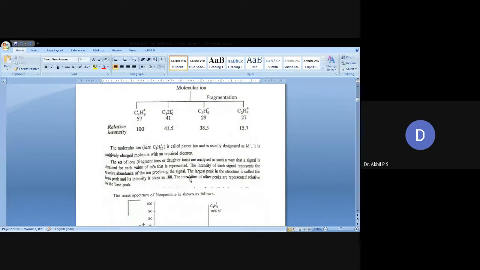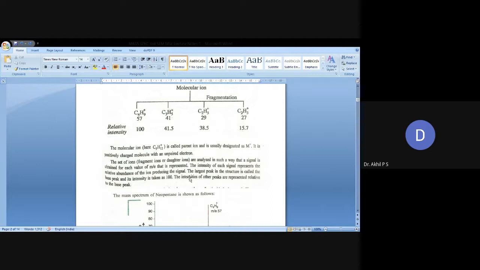The molecular ion here, C5H12+, is called the parent ion and is usually designated as M+. It is a positively charged molecule with an unpaired electron. The set of ions, fragment ions or daughter ions, are analyzed in such a way that a signal is obtained for each value of m/e that is represented. The intensity of each signal represents the relative abundance of the ion producing the signal.